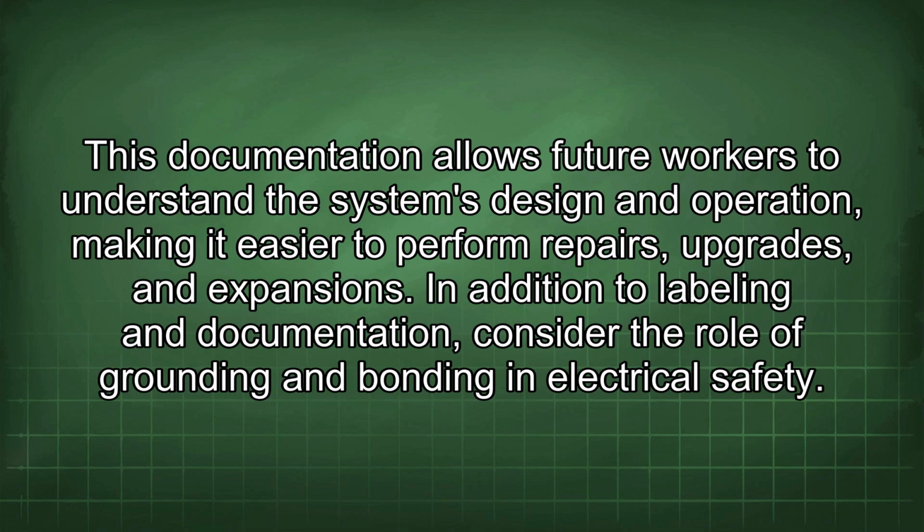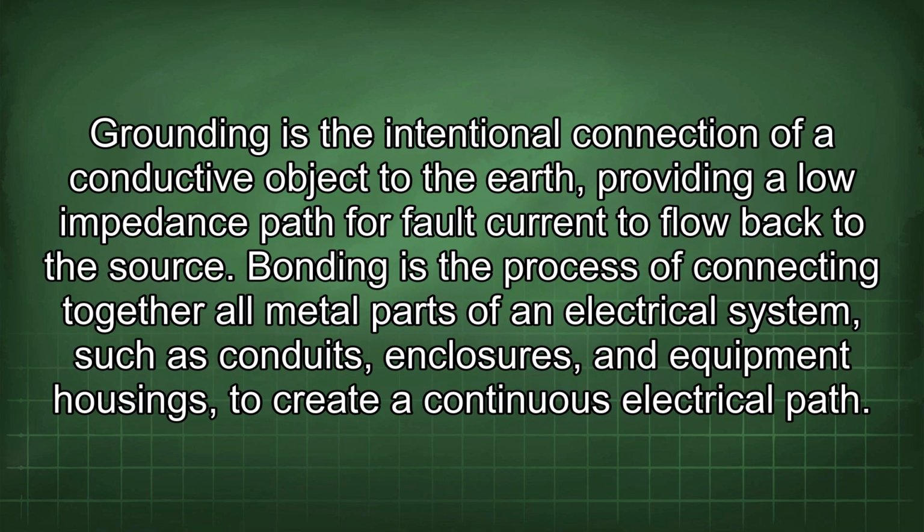In addition to labeling and documentation, consider the role of grounding and bonding in electrical safety. Grounding is the intentional connection of a conductive object to the earth, providing a low impedance path for fault current to flow back to the source. Bonding is the process of connecting together all metal parts of an electrical system, such as conduits, enclosures, and equipment housings, to create a continuous electrical path.